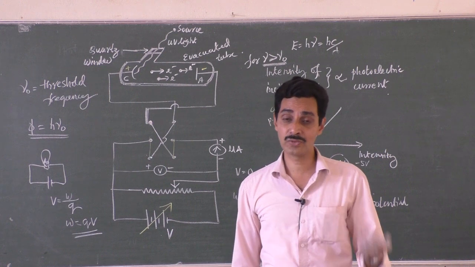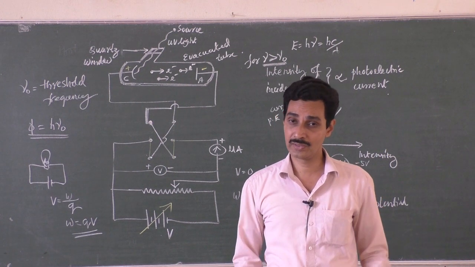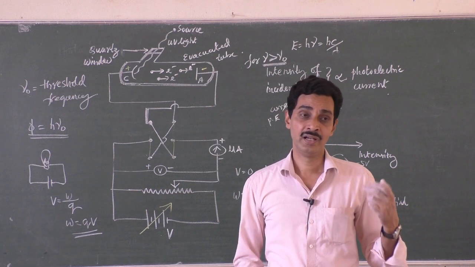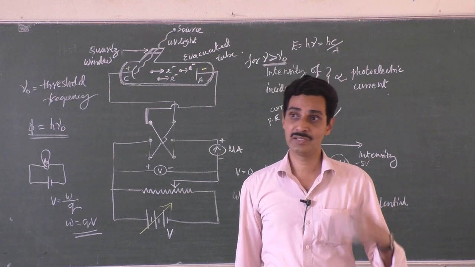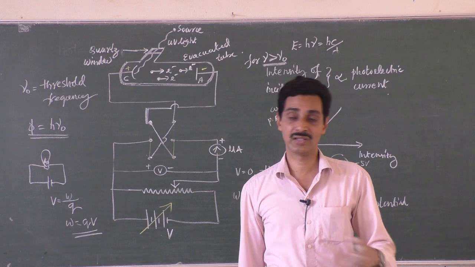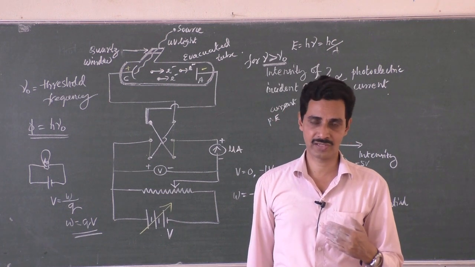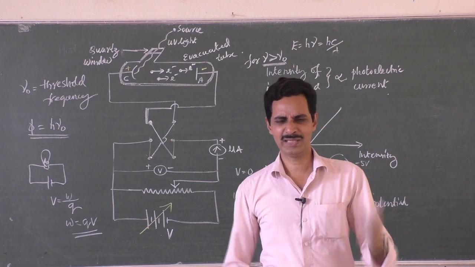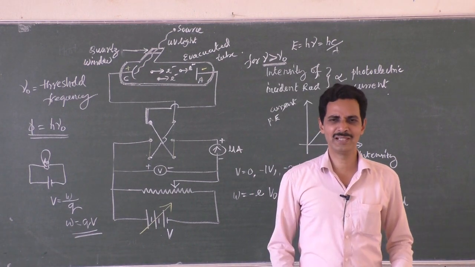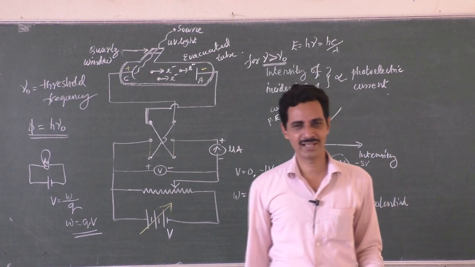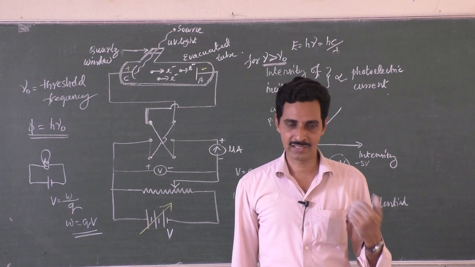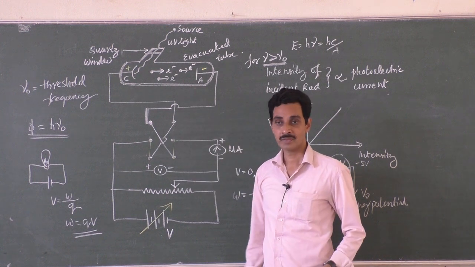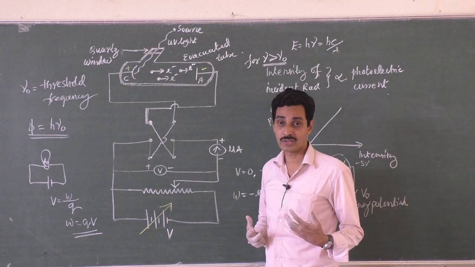Suppose you are given 200 rupees, you will be left with 120 rupees. If you are given 300 rupees, you will be left with 220 rupees, because 80 rupees goes for traveling. More the amount of money that you are given, more the energy that you have, more the remaining money. So more the frequency of incident light, more is the energy with the photons.